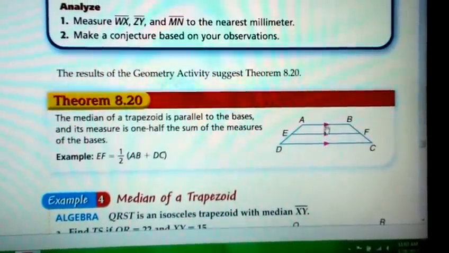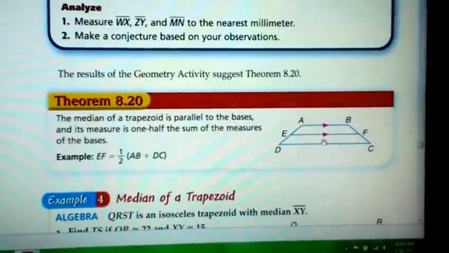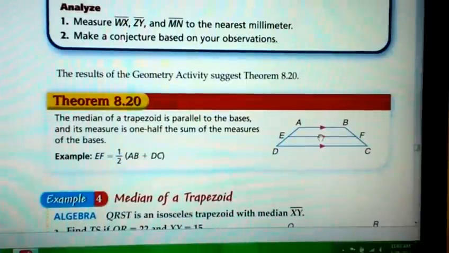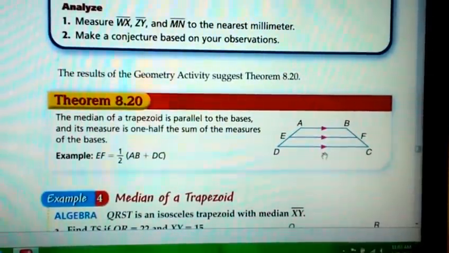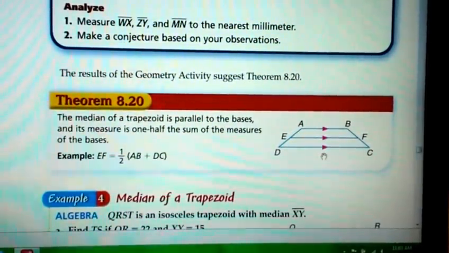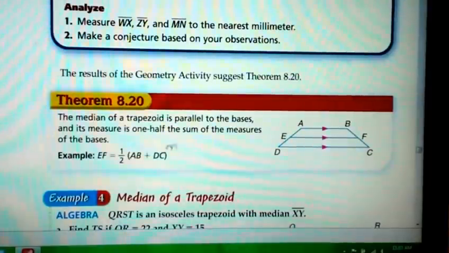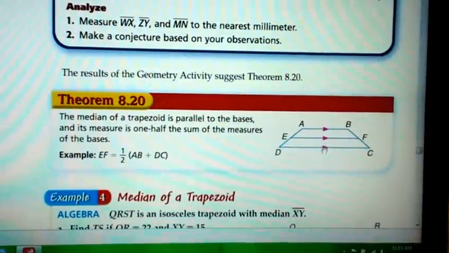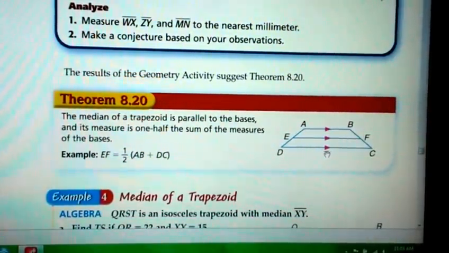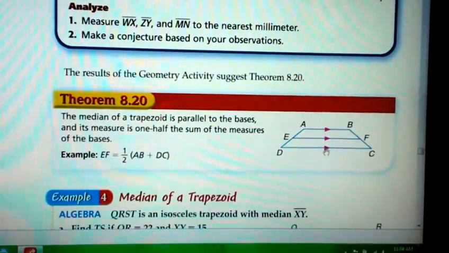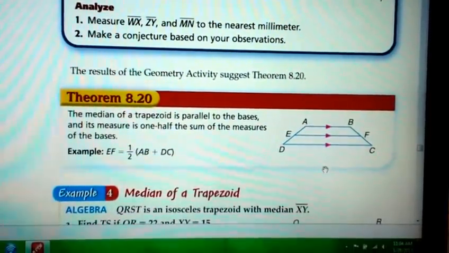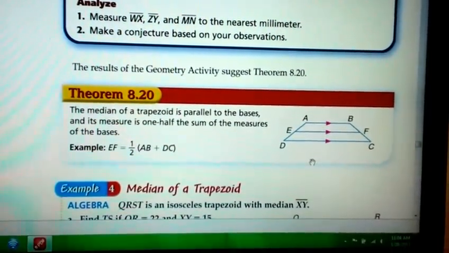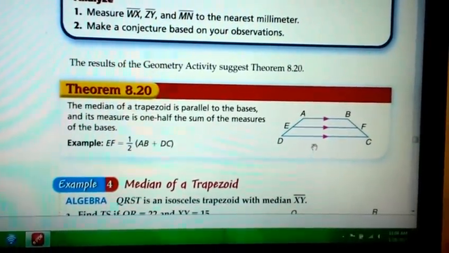Here we have a trapezoid. The top base is up here, the bottom base is down here, and the median is in the middle. And what's interesting is that the median is parallel to the top and the bottom base. And in addition to that, you can figure out how long the median is by using this equation. The median is half of the top base plus the bottom base. So for instance, if the top base is 5 and the bottom base is 10, the median would be 7.5. If you think about it, the median is simply the average length between the top base and the bottom base.